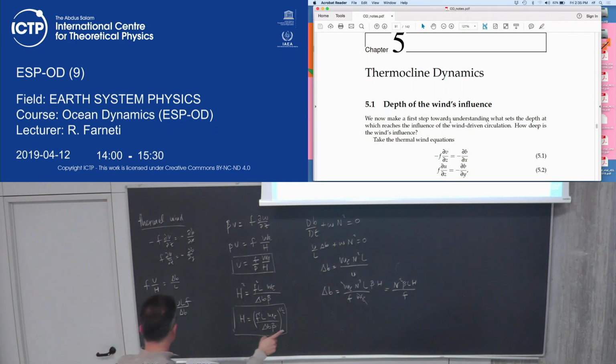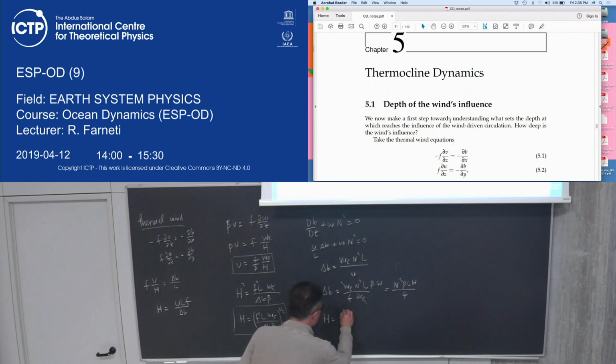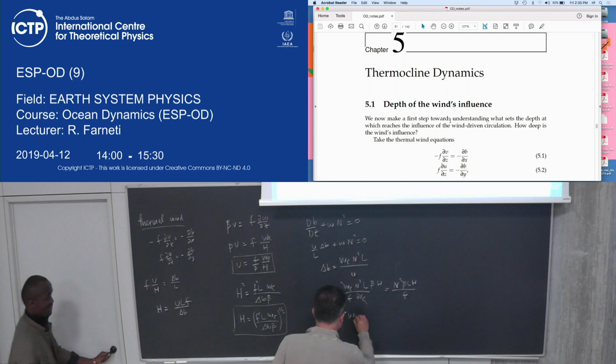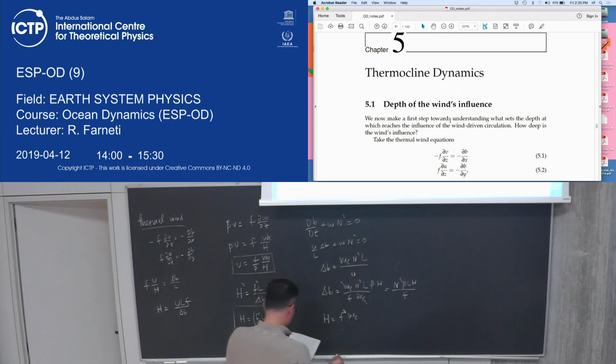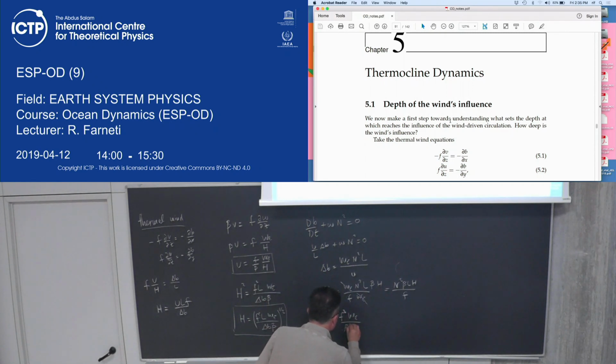Now we plug this delta B into this, and we find that H is now, this is a cube, right? Beta squared, and so on, to the 1/3.